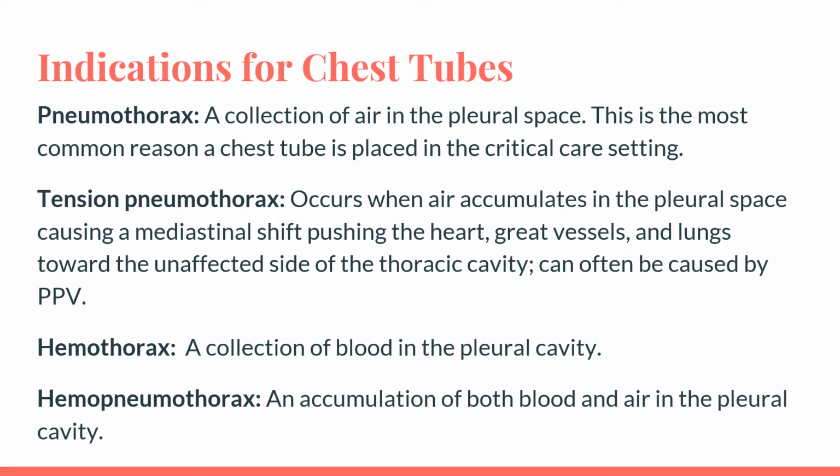So a couple different terminologies here. Again, a pneumothorax is basically a collection of air in the pleural space. It is one of the most common reasons that a chest tube is placed in the critical care setting. A tension pneumo occurs when air accumulates in the pleural space, causing a mediastinal shift, pushing on the heart, the great vessels, and the lungs towards the unaffected side of the thoracic cavity. It can often be caused by positive pressure ventilation.